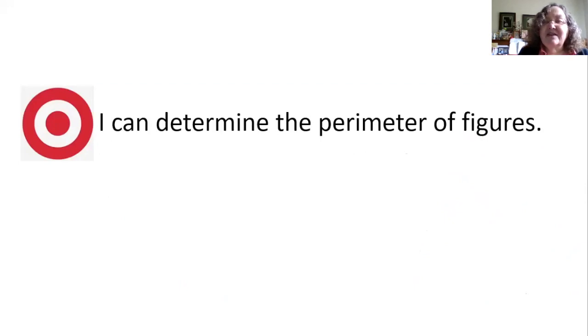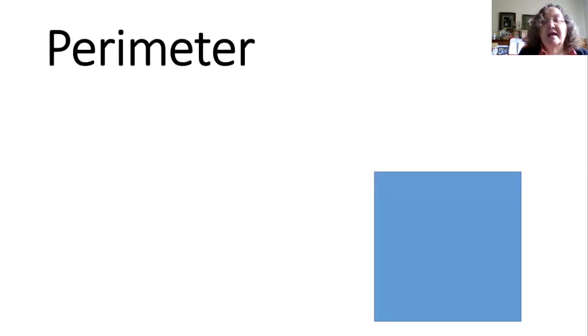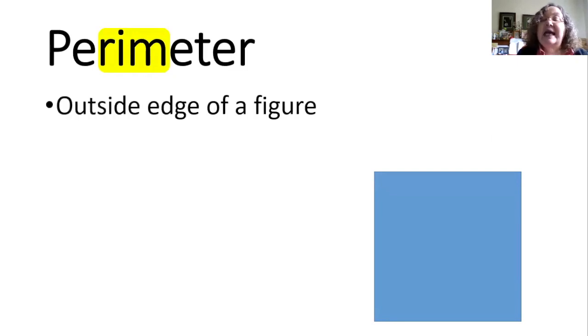Our learning target today is I can determine the perimeter of figures. We talked about perimeter last week. So now let's dig in some deeper. Remember last week we said that perimeter, the word itself has that little word of rim, which means edge in it. So it is the outside edge of a figure.